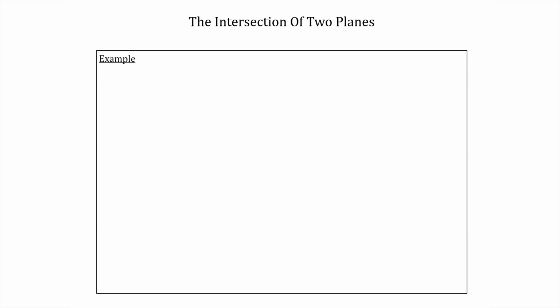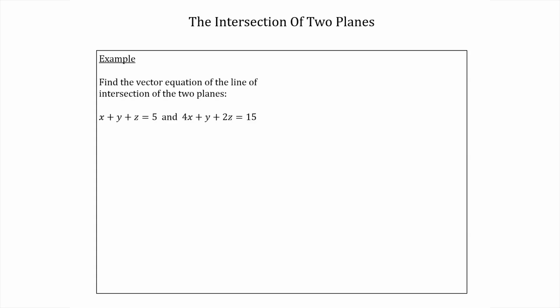Now, let's try an example. Let's try to find the equation of the line of intersection of the two planes x plus y plus z equals 5 and 4x plus y plus 2z equals 15. We know we're looking for an equation of the form r equals a plus lambda b. So let's find a and b. We'll start with b, which must be any vector parallel to the line of intersection. We can find it using the method we just described, i.e. by taking the cross product of the normal vectors to the planes.